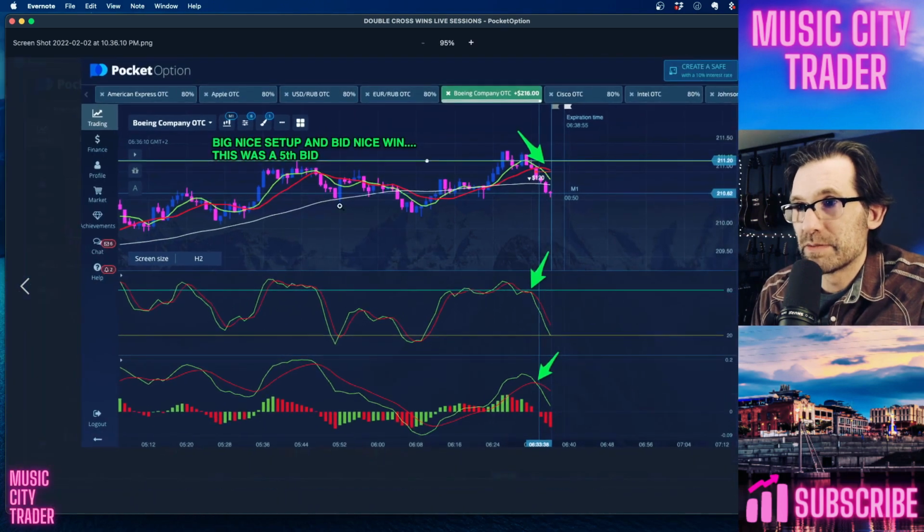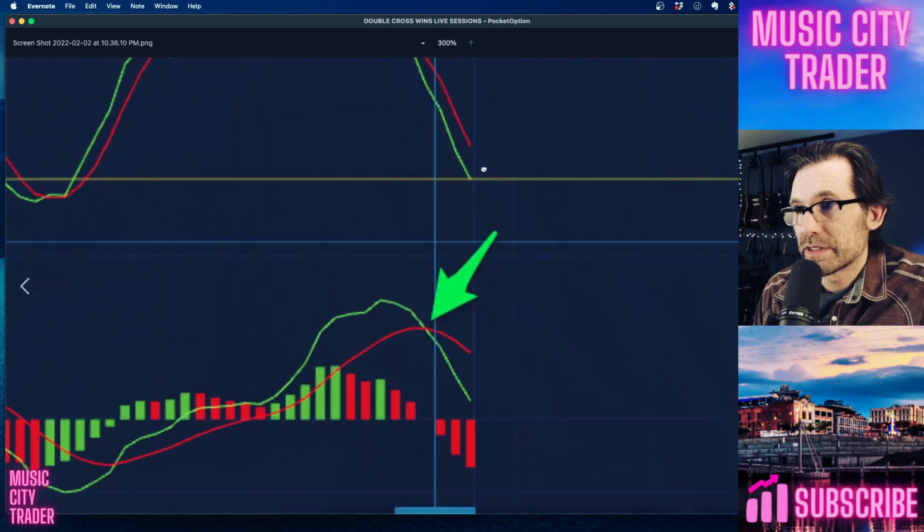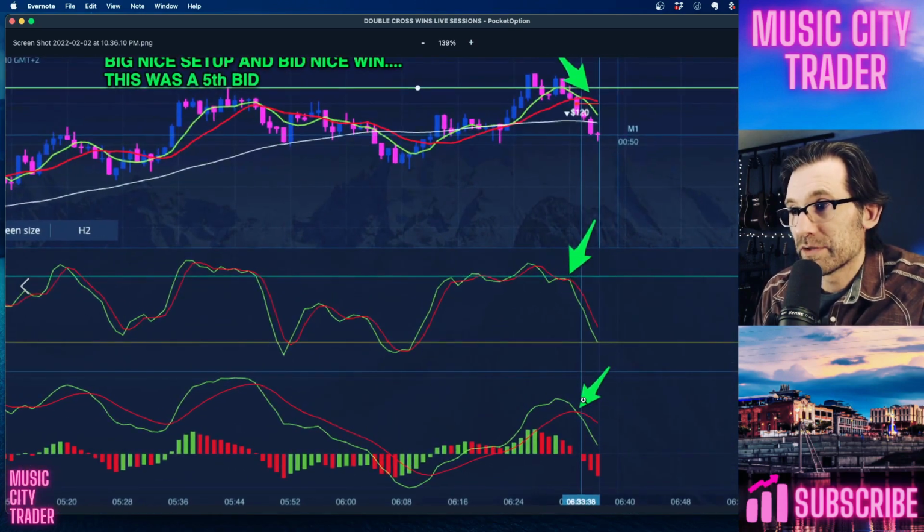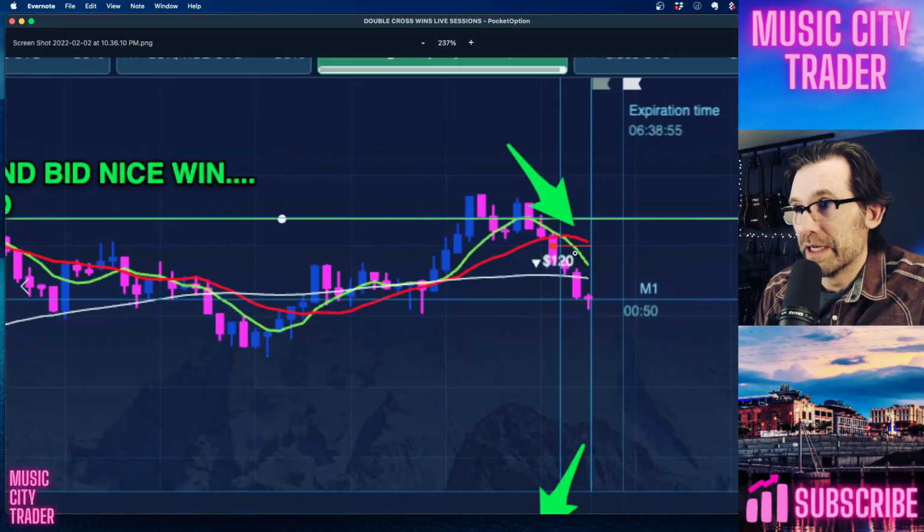So what happens is it's moving sideways. You've got stochastic in overbought for sure. You've got MACD pretty overbought. It's up here kind of high. And what I've really noticed in this method is you want the stochastic to cross, and within a candle or two or three, and I say 5 at the top, you want the MACD to also cross. And as soon as that happens, close together, I took my down bid, and look at how big that win is. I took my down bid here and I won all the way down here.